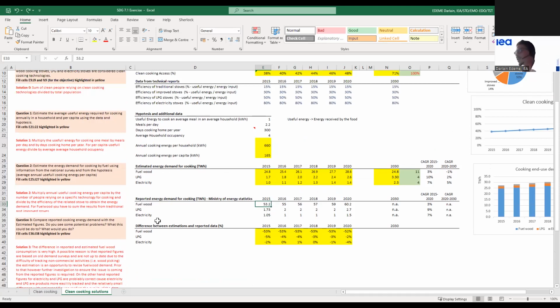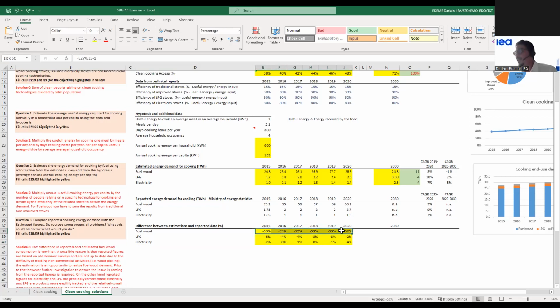So what you should do in order to answer this question and to see if there are misalignments between the model data and the reported data, is to calculate the percentage difference between this value and this value, or between this value and this value. So you will see that the LPG and the electricity data are almost the same. We have -4%, 0%, 1%. It's nothing really relevant.